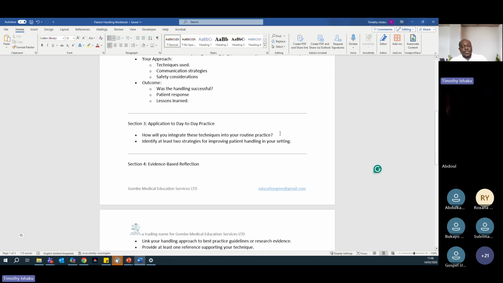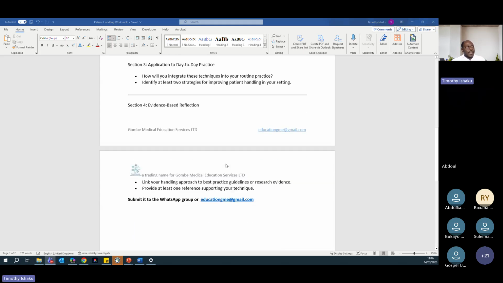Then you write a bit on how you will integrate these techniques into your day-to-day practice, and identify at least 2 strategies that you think in your settings will improve patient handling. So looking at your settings, what are those things that will improve patient handling?